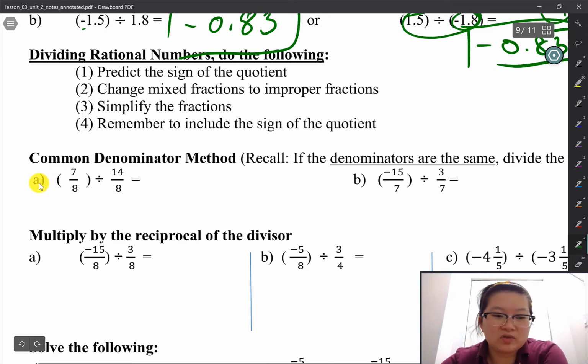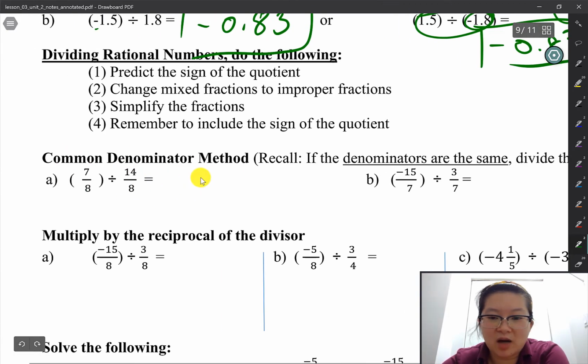So for example, in this question A, notice you have a fraction dividing another fraction. If you divide by another fraction, it's the same as multiplying by the reciprocal. This common denominator method means that if you have the same denominators, you can just divide the top numbers. Sure, you can do that, but let me show you why you can do that.